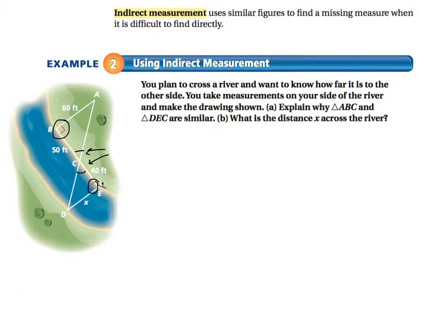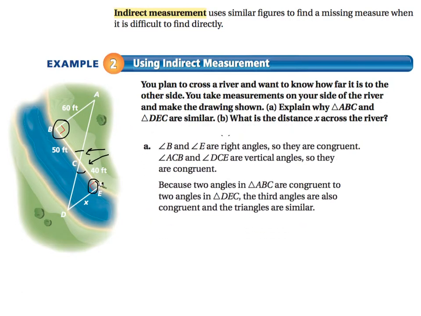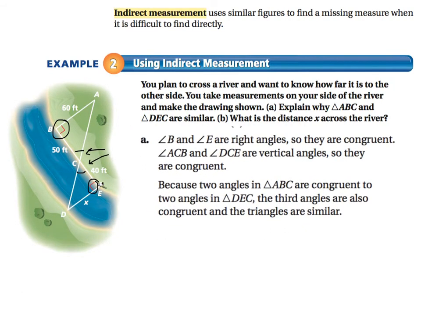This is important, that you understand the reason behind all this. You would have to explain this in words like this. You have to give me a good explanation. Angle B and angle E are right angles, so they are congruent. Angle ACB and angle DCE, we can't call this angle C, are vertical angles, so they are congruent. Because two angles in triangle ABC are congruent to two angles in triangle DEC, the third angles are also congruent, therefore making the triangles similar.